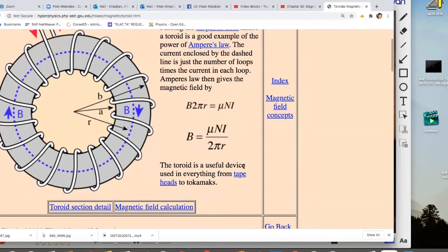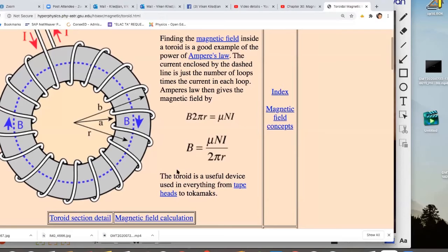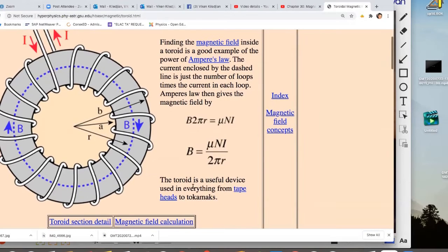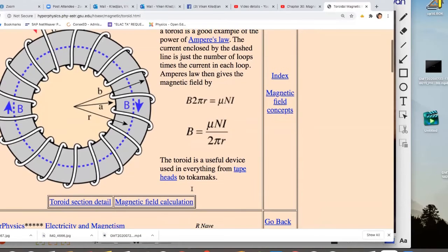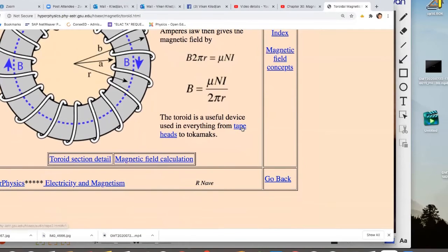So let's see what might be its uses. The toroid is a useful device used in everything from tape heads to tokamaks. What's a tape head?